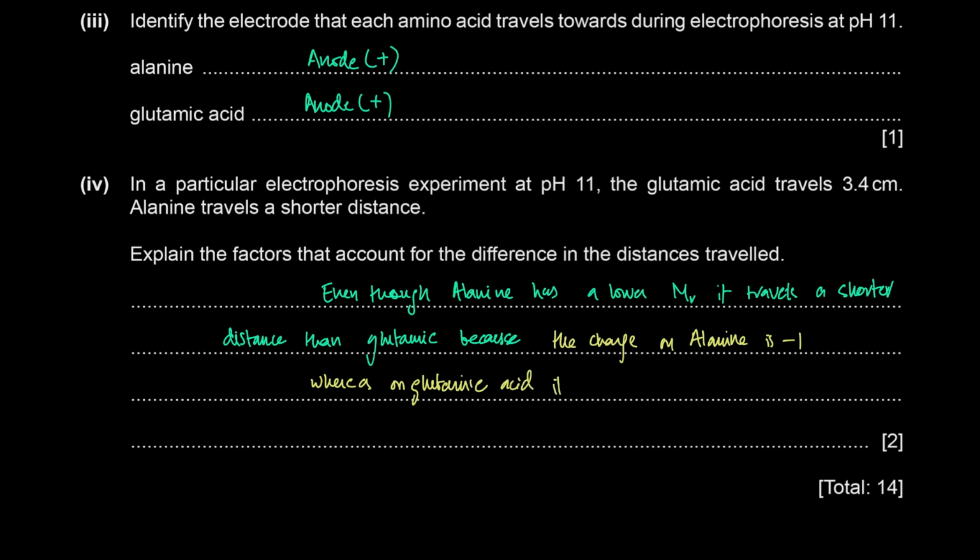It is -2. Okay, and you have to mention both things. You have to mention the mass as well as the charge, since the question is asking for the factors that account for the differences. Generally speaking, they're both factors that affect it, but in this case, the Mr is not as deterministic as the charges.